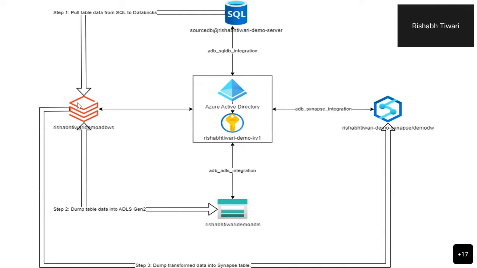And Databricks is going to connect with Azure Active Directory and Key Vault to access the data from all of these three services. Okay. And these major data flows are like, in step one, we are going to pull a table's data into Azure Databricks. In step two, we are going to dump it into ADLS Gen2 as a delta file. After that, we are going to use that delta to perform transformations and dump the final data into Azure Synapse. So these are the three steps that we are going to perform.